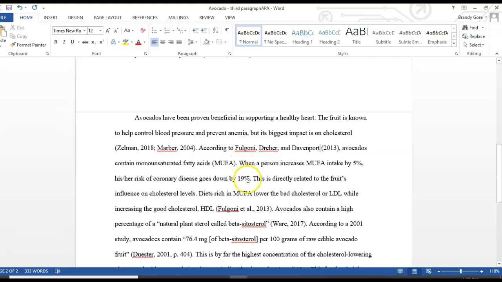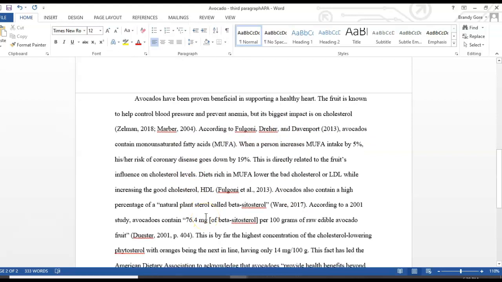This sentence also comes from that source, but we don't necessarily have to turn right around and recite. It is understood that this information must be coming from this source. We haven't left this source yet. This is directly related to the fruit's influence on cholesterol levels. Now that can be a conclusion that John Sample has made, okay? Fine. It is not information that needs to be cited necessarily. And even if it comes from this, we're still good because we've cited up here. Diets rich in MUFA lower the bad cholesterol or LDL while increasing the good cholesterol, HDL. Okay, so we're sort of ending the information coming from that.